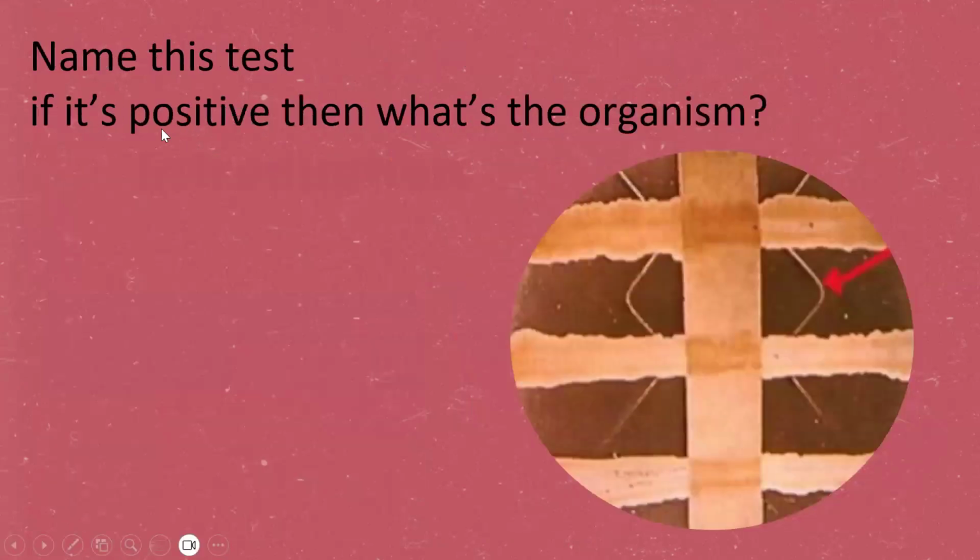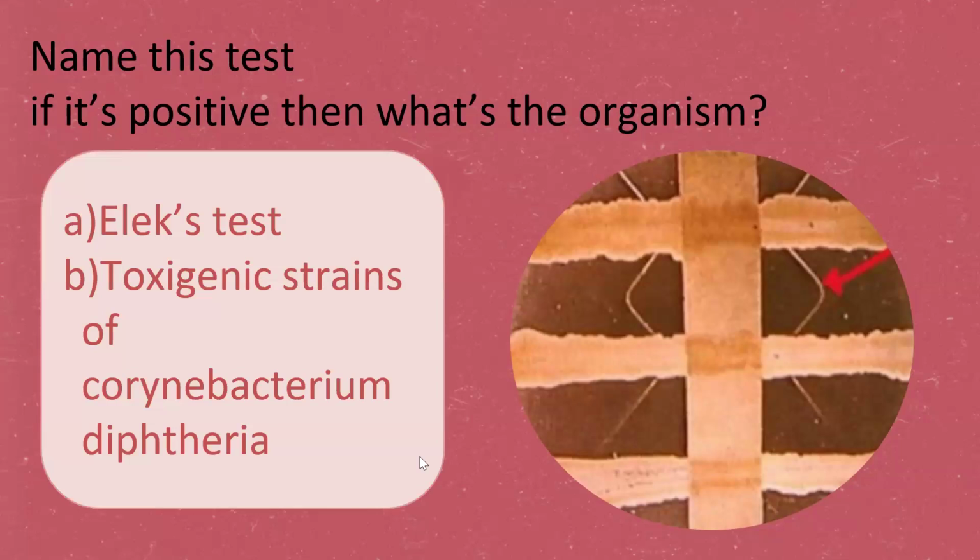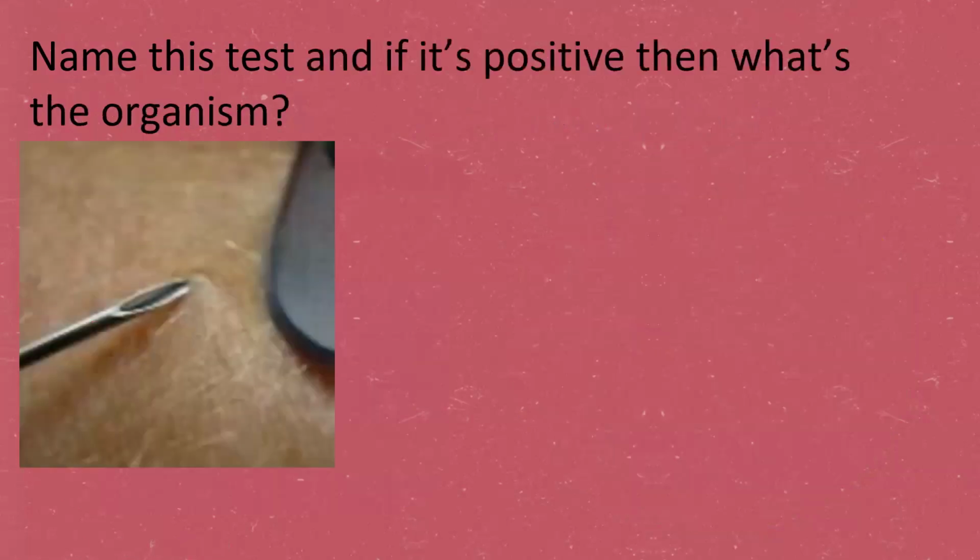Okay, name this test. If it's positive, then what's going to happen? This is the Elek test. If it is positive, then it is positive for the toxigenic strains of Corynebacterium diphtheriae. So be specific, because the Elek test is for Corynebacterium diphtheriae. Okay, it's not for any other bacteria. What we do it for is testing for the toxigenic versus the non-toxigenic strain. So it's very important to mention that it is for the toxigenic strains of C. diphtheriae.